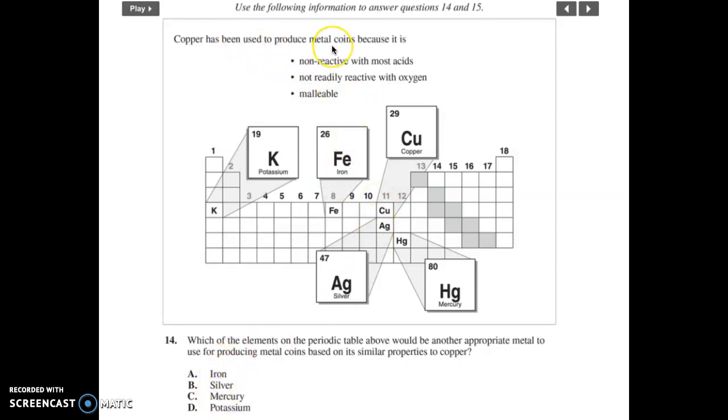Okay, copper has been used to produce metal coins because it's not reactive with most acids. Okay, not readily reactive with oxygen. All right, malleable. Yeah, so basically they're just asking which ones are going to have the most similar properties, right? So really different from potassium, it's way over here. Okay, and mercury would be the next closest, and iron would be the next closest. But silver is right in the same line here, the same column. Okay, so they're going to have similar properties.